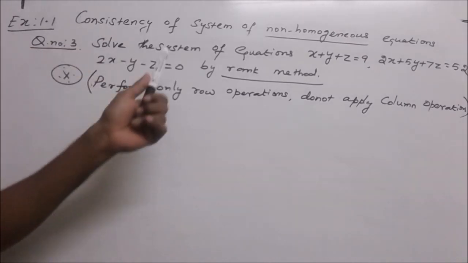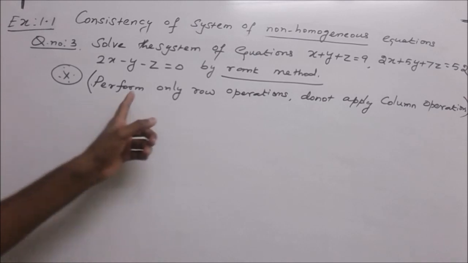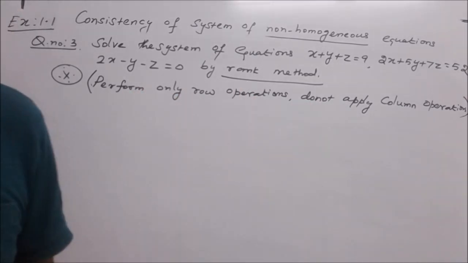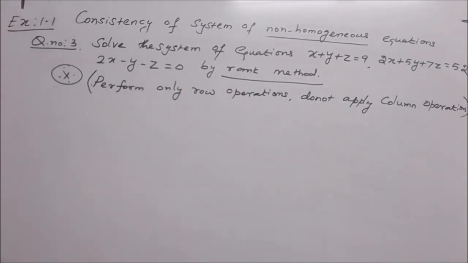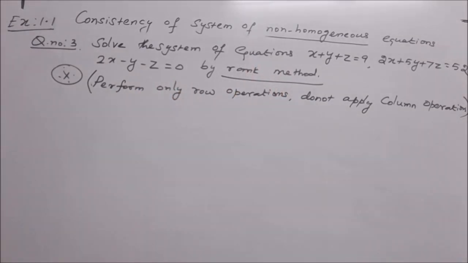When checking consistency by rank method, you should perform only row operations. Do not apply column operations. If you apply column operations, your answer will not be correct. So, just perform only row operations.